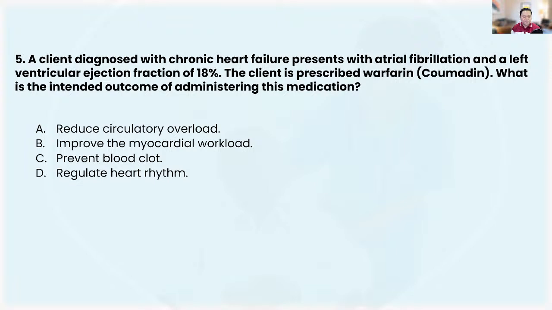Question number 5. A client diagnosed with chronic heart failure presents with atrial fibrillation and a left ventricular ejection fraction of 18%. The client is prescribed warfarin, Coumadin. What is the intended outcome of administering this medication? Is it A, reduce circulatory overload, B, improve the myocardial workload, C, prevent blood clot, or D, regulate heart rhythm?